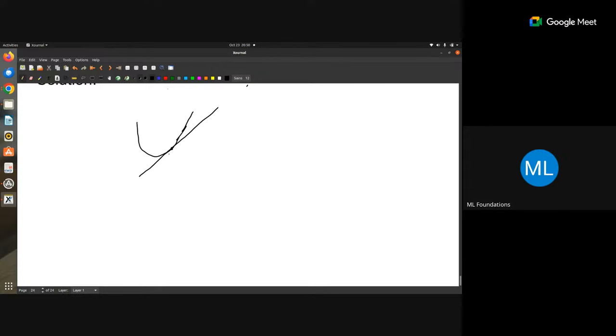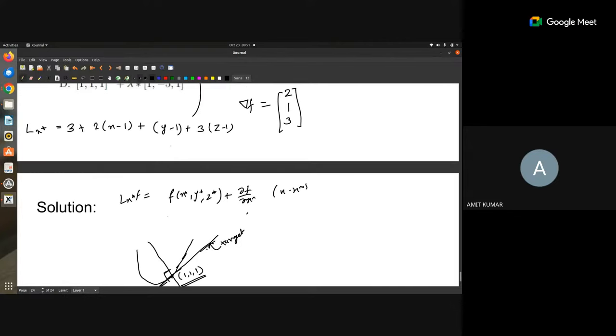This line is tangent to this curve at point 1, 1, 1, right? I wanted to find the equation of that line, which is tangent to this curve, which is passing through this point, and normal to this tangent. Right? This is the tangent. So normal to this tangent means which line? It can be upward also. This is the line. This can be normal. Yeah, this is perpendicular. Right. So I wanted to find that one.